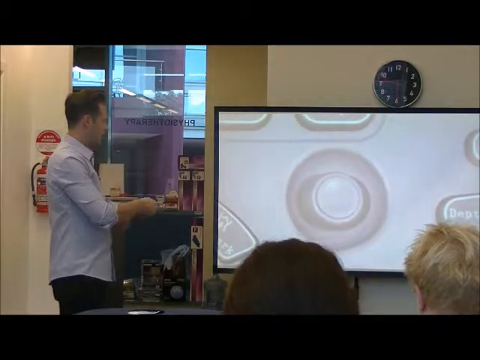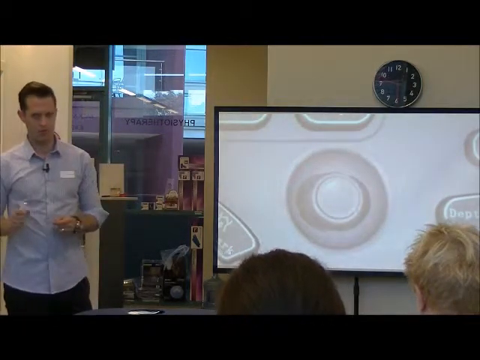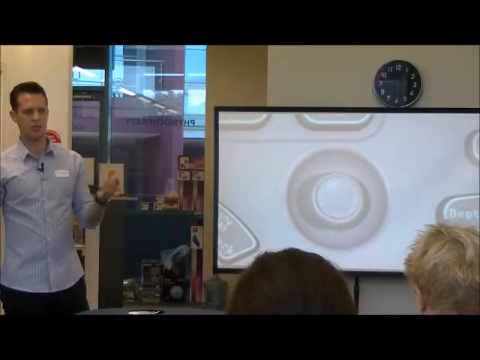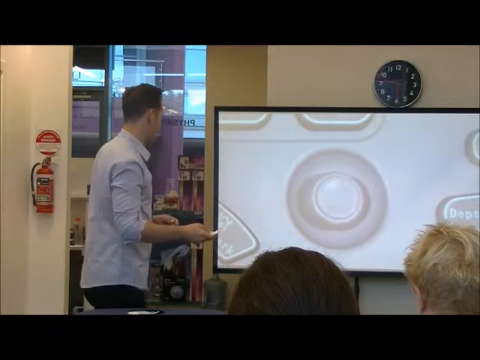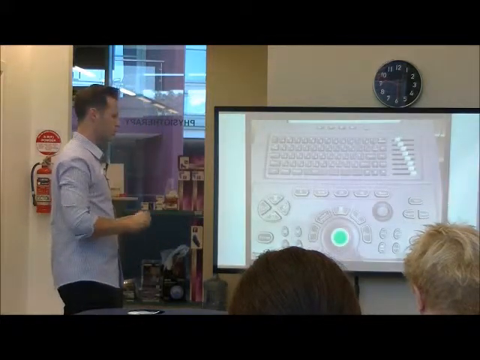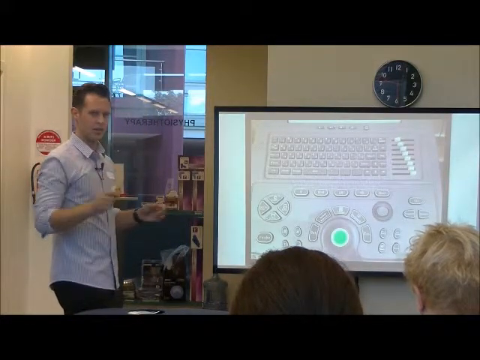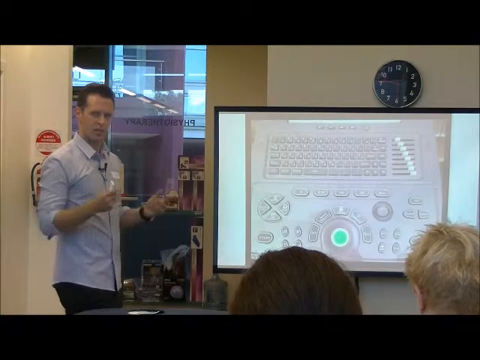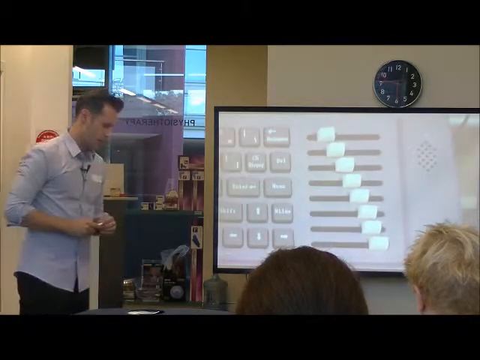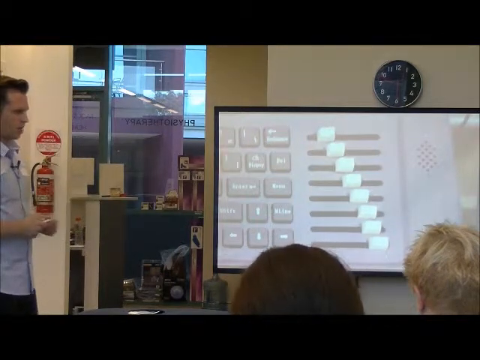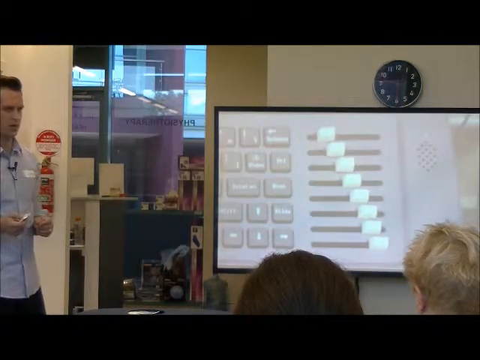Here we have the gain, and the gain is essentially going to turn up our brightness. So it's going to increase the amplitude of the echoes, or increase the amplitude of the sound wave. And that can, again, be useful. If you turn it up too much, you're going to get a washed out looking image. If it's not bright enough, you're not going to be able to visualise the images or the structures that you want to.